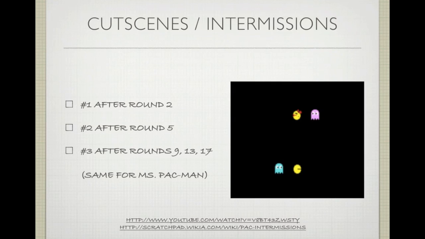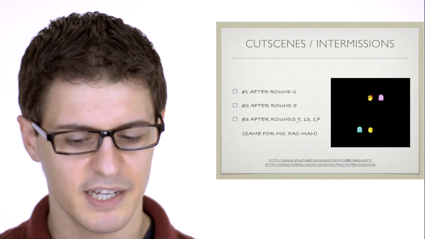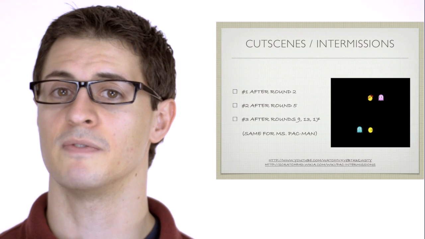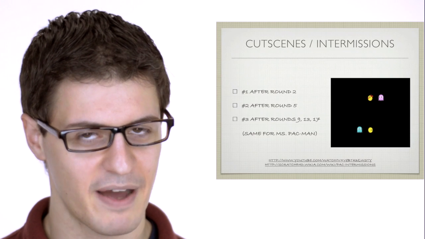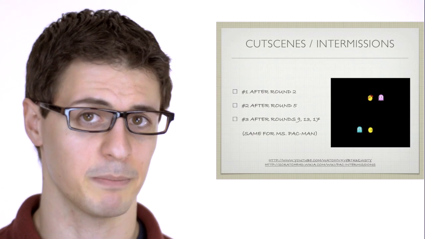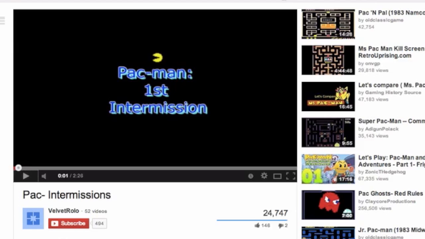Lastly, I want to talk a little bit about the cutscenes and intermissions in Pac-Man and Ms. Pac-Man. They're really, I think, both charming and in a way illustrative of things that have happened in cutscenes since. Now, many people haven't necessarily even seen the cutscenes because these are hard games to play. But the first cutscene happens after round 2, second after round 5, third one after rounds 9, 13, and 17. I'm going to show you those. These numbers actually are the same for Pac-Man and Ms. Pac-Man. Of course, the cutscenes are different.